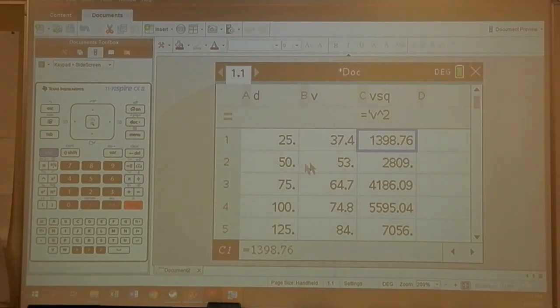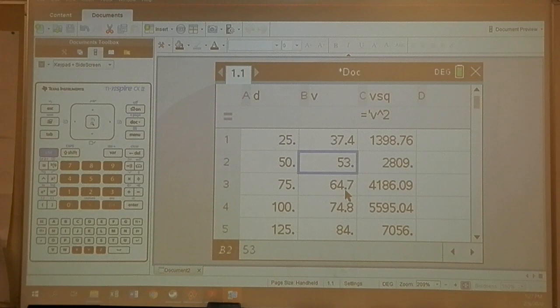This is where it's really nice that if I had made a mistake here and I want to change that to 52, it fixes the v squared for me also. So it will do those fixes on the fly for me. That's how I get the numbers into there.